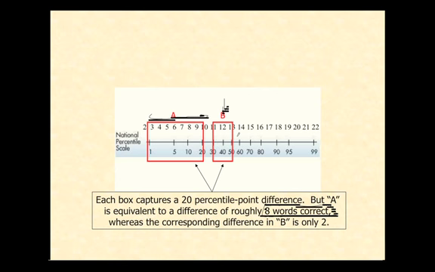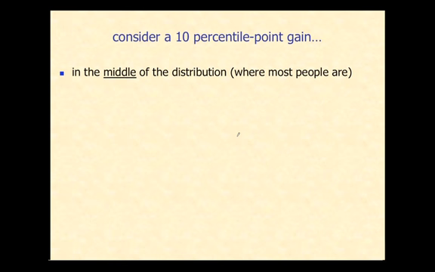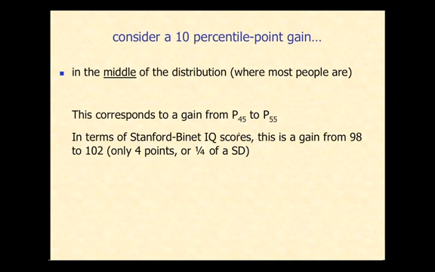Now, why is this? Well, consider a 10 percentile point gain. In the middle of the distribution, where most people are, this corresponds to a p-value from a p of 45 to a p of 55. In terms of Stanford-Binet IQ points, this is a gain from 98 to 102. It's only 4 points, or 1/4 of a standard deviation.